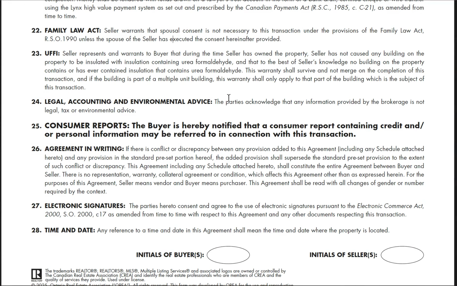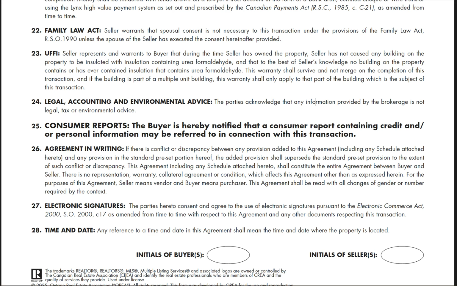Legal, accounting, environmental advice. The parties acknowledge that any information provided by the brokerage is not legal, tax, or environmental advice. This is basically saying that your realtor is not liable for any information, and acknowledges that you should seek legal advice, seek accounting advice, and environmental inspectors if needed. So you do need to go seek out, or the realtor should provide you with, expert advice if needed.